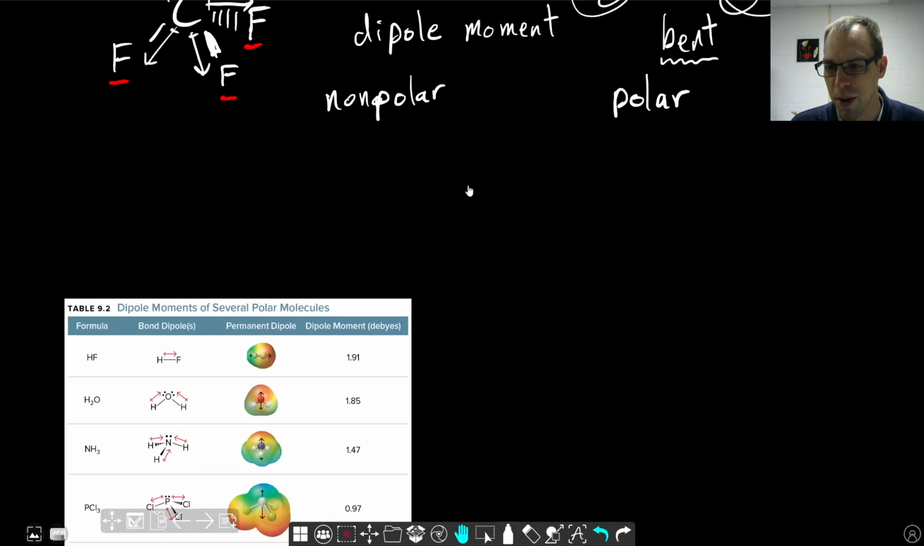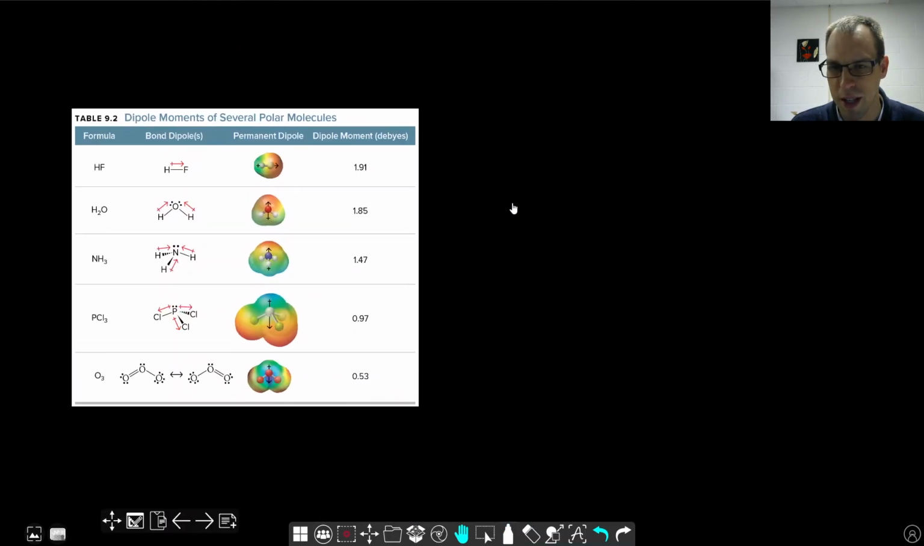So let's look at a few more examples. This is a table from your textbook. We've looked at a couple of these already. We've looked at HF, we looked at H2O, we looked at O3, and these give specific values. So you can see, compared to something like H2O, ozone has a much smaller dipole moment. So it is still polar, but it's not very strongly polar. But it's a measurable amount, and it will orient itself in an electric field.